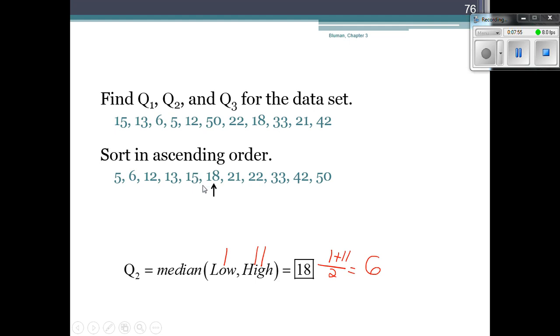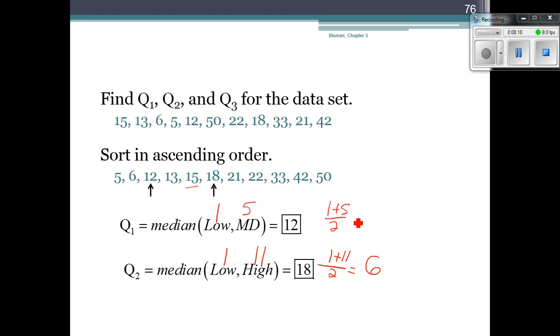The difference is, I'm not going to break this up into its own group. The way I'm going to look at it is, what is my low number? It's the first. What is the high? The median is the 6th number, but remember, we do not use the median, so the high is the 5th number. I add those, 1 plus 5 is 6. 6 divided by 2 is 3. So the 3rd number is my median. 1, 2, 3, that's 12. 12 is now quartile 1.